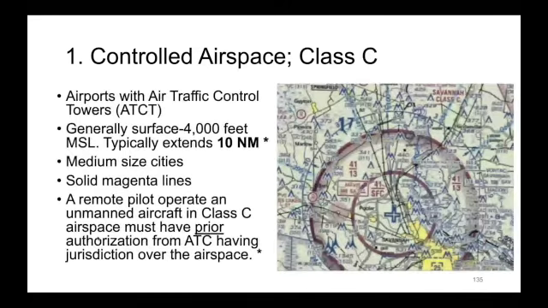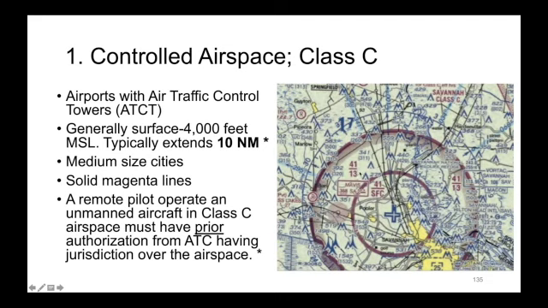Class C, Charlie, that's magenta. If you're familiar with like an Asheville or Savannah, those are solid magenta colors. They have an air traffic controller, usually from the surface up to 4,000 feet. If you can zoom in on this map to the right, this says here surface up to 4,100.